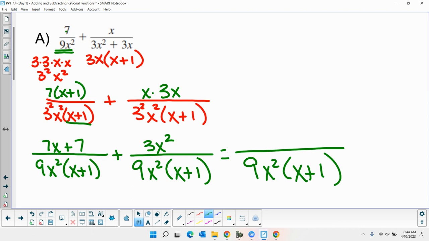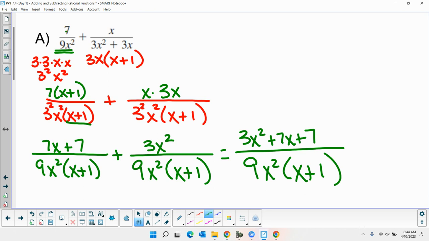Now it looks like a problem of the first two we did. We could just add the numerators. Any like terms in the numerators? No. So just write it out in the right order. 3x squared would be first, plus 7x plus 7.